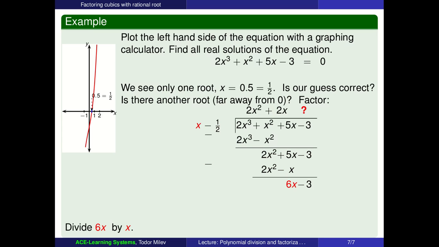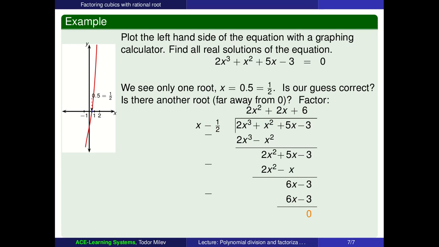Finally, 6x divided by x is 6. 6 times x minus 1/2 is 6x minus 3. Finally, subtract to get remainder 0. Indeed, we got a remainder 0, exactly as we wanted.